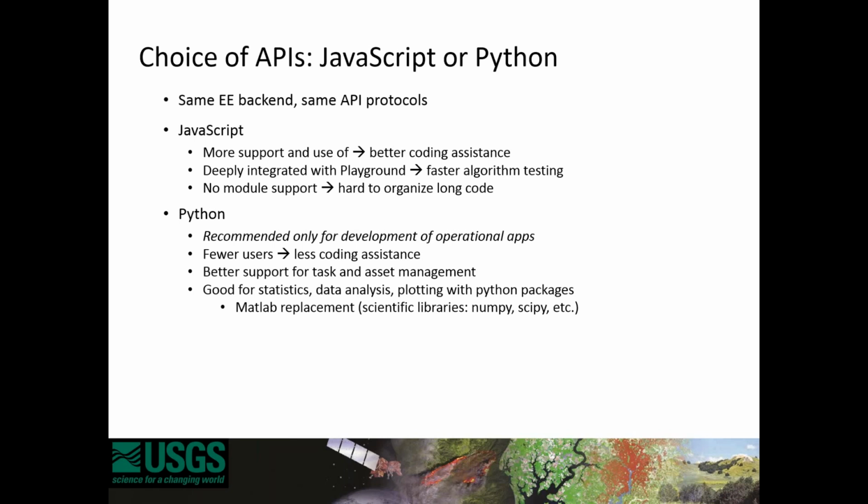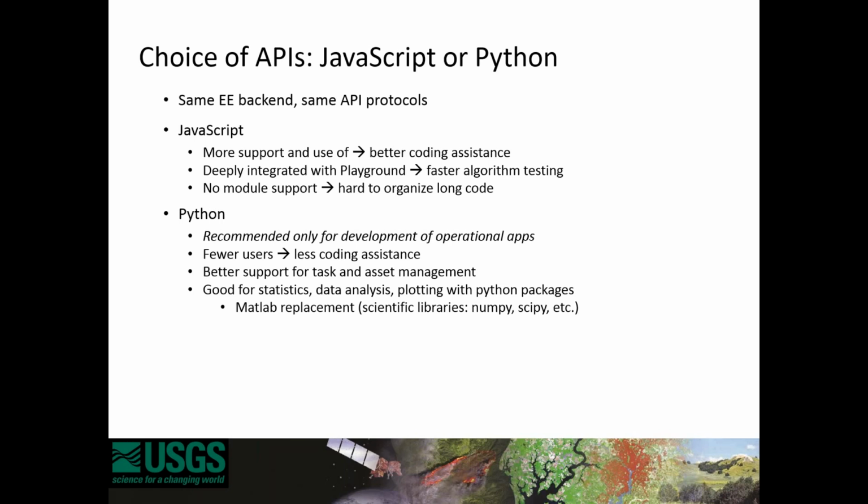You also have that option of using the link to share your scripts directly, which is not a functionality of the Python API. It's also deeply integrated with Playground, so it gives you faster algorithm testing. One of the drawbacks is that there's no module support, so it's hard to organize long code. So for instance, if you write a function that's applicable to 20 different individual scripts, you can't have a function call in each one of those scripts. You have to embed the function directly into each one. So that can result sometimes in some unwieldy code.